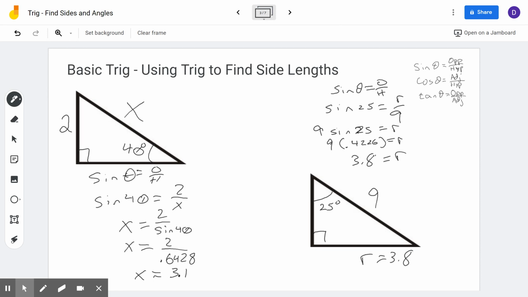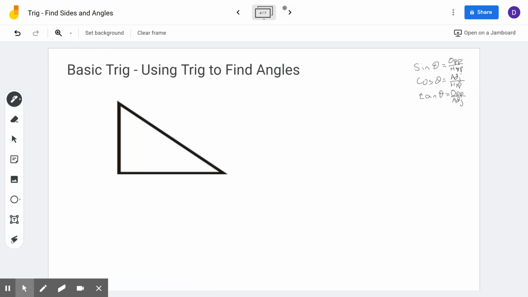Now, let's turn it around and look at finding an angle, because it's written a little bit differently when you do this, okay? Well, there are different ways to write it. Let's say you know that this is a right triangle, and you know that you've got sides. Let's go with what we know, 3, 4, 5, okay? And I want to find what theta is, okay?